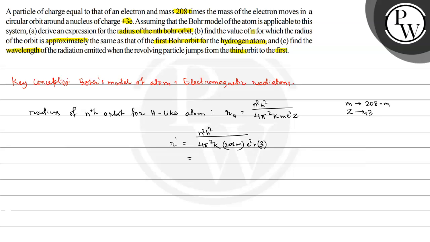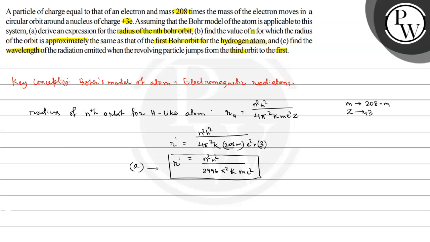So this is equal to n square h square divided by 4 multiplied by 208 multiplied by 3, that is equal to 2496, 2496 pi square k m e square. This is the expression of radius for nth Bohr orbit of this particle. Alright, so this is the answer for A.